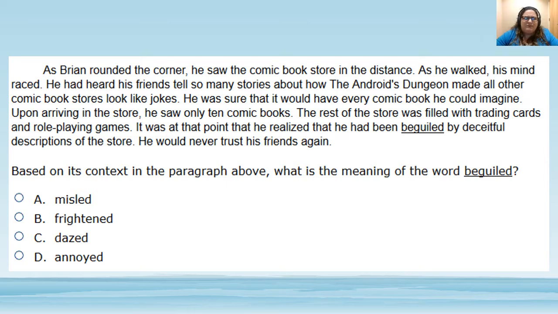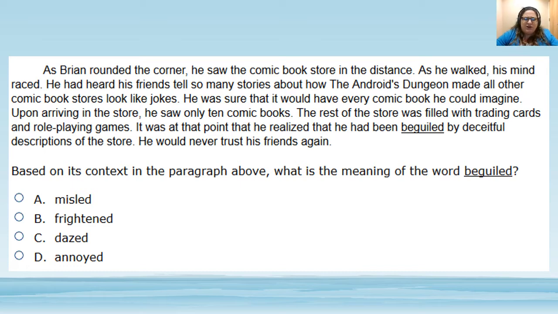Let's try another one. "As Brian rounded the corner, he saw the comic book store in the distance. As he walked, his mind raced. He had heard his friends tell so many stories about how the Android's Dungeon made all other comic book stores look like jokes. He was sure that it would have every comic book he could imagine. Upon arriving in the store, he only saw 10 comic books. The rest of the store was filled with trading cards and role-playing games. It was at that point he realized that he had been beguiled by deceitful descriptions of the store. He would never trust his friends again."